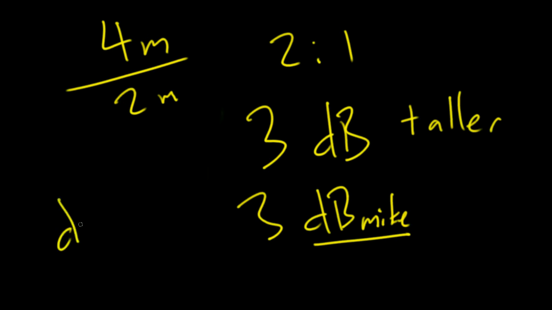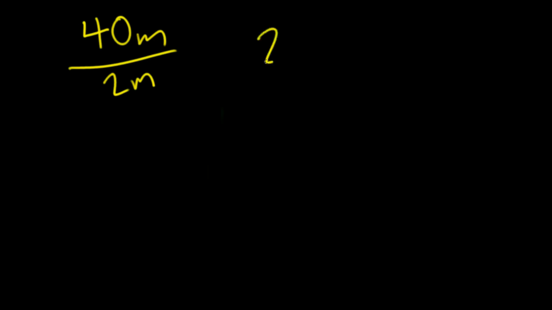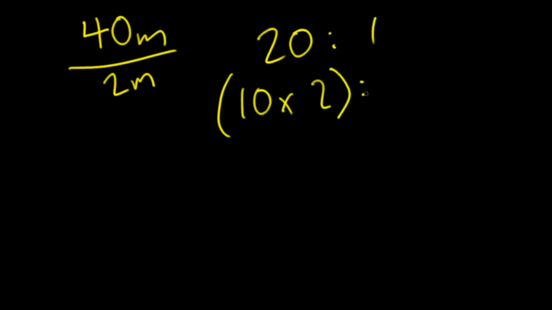A similar thing you might have seen before is something like dBm, which is a way to describe decibels relative to milliwatts. Now, what if he were, let's say, 40 meters tall? How much taller is he than me? Well, 40 meters over 2 meters, that's a ratio of 20 to 1. Or it's a ratio of 10 times 2 to 1.